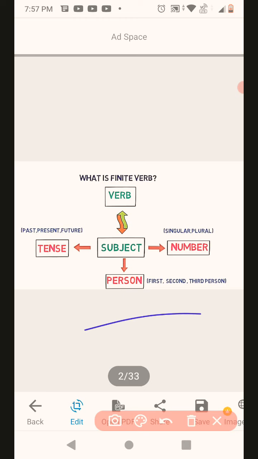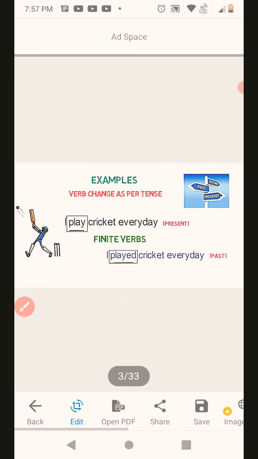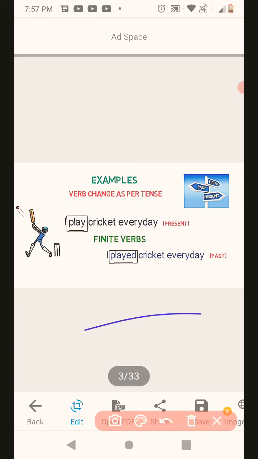Let's understand this by an example. In sentence 1, it is "I play cricket every day," and in sentence 2, it is "I played cricket every day." See children, in the first sentence it is "play," and in the second sentence it is "played." So here the verb changes as per the tense. In present tense it is "I play," and in past tense it is "I played." So as the verb changes according to tense, this is an example of a finite verb.